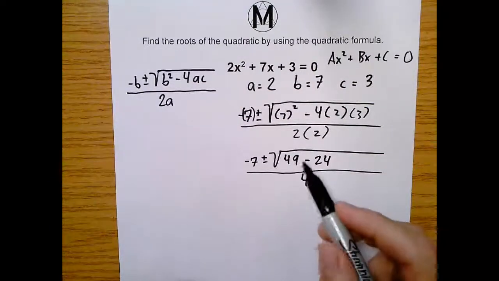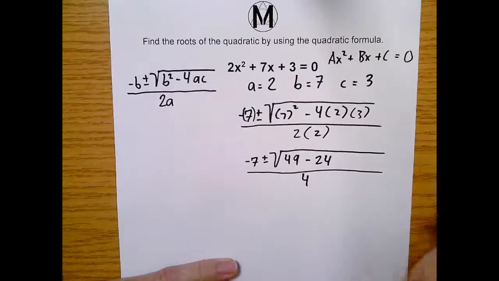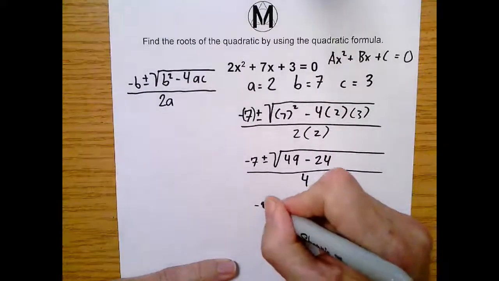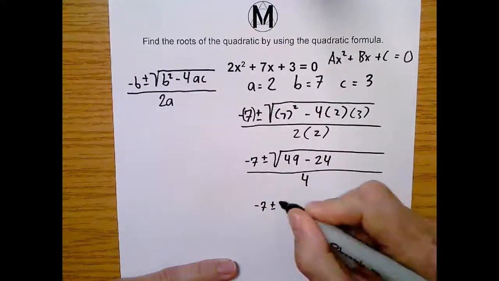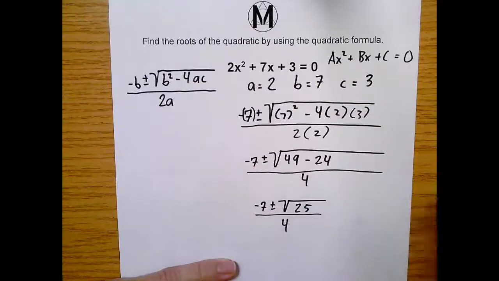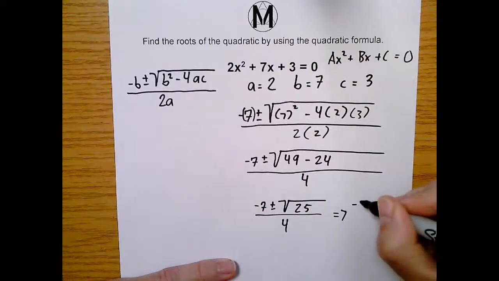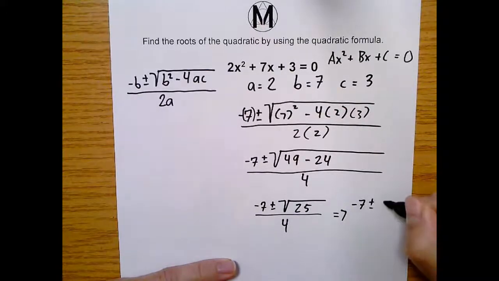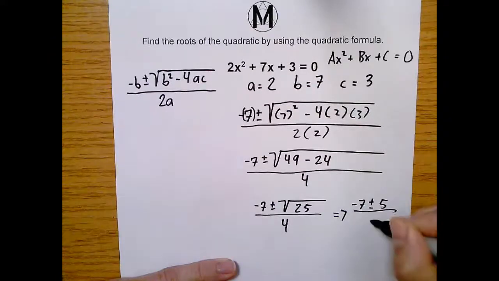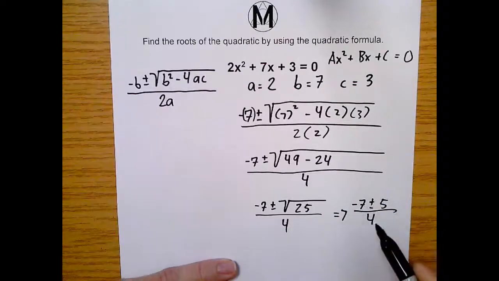So, what is 49 minus 24? Well, 49 minus 24 is 25. So now we have negative 7 plus or minus the square root of 25, divided by 4. What's the square root of 25? Which is 5. So I have negative 7 plus or minus 5 divided by 4. Now, this is literally going to give us 2 different answers.